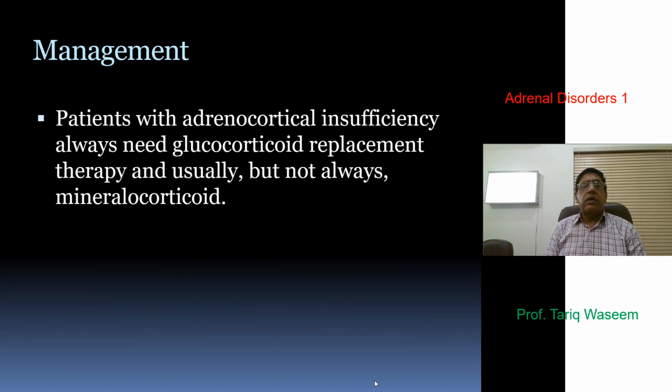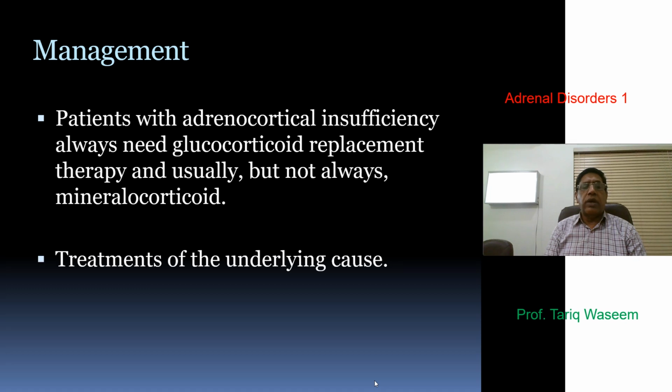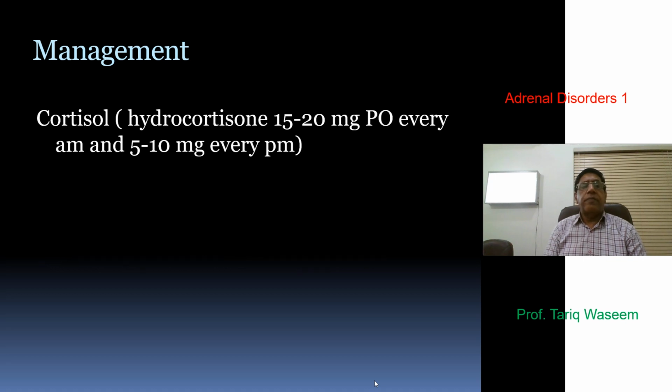The management for these patients with adrenocortical insufficiency: they always need glucocorticoid replacement therapy usually, but mineralocorticoid may not always be required, and you have to treat the underlying cause. Like if it is sarcoidosis, you treat it, and if it is tuberculosis, again the patient would require treatment. The treatment in endocrine deficiency disorders is by hormone replacement. This is called hormone replacement therapy.